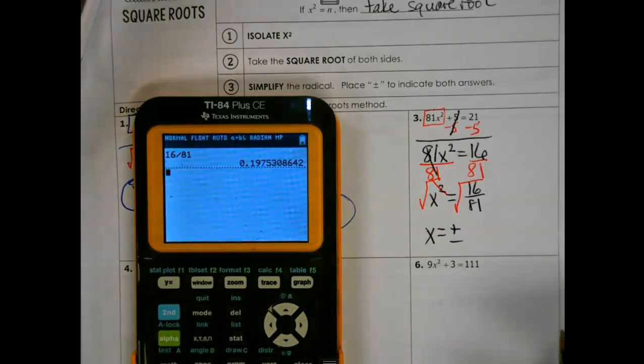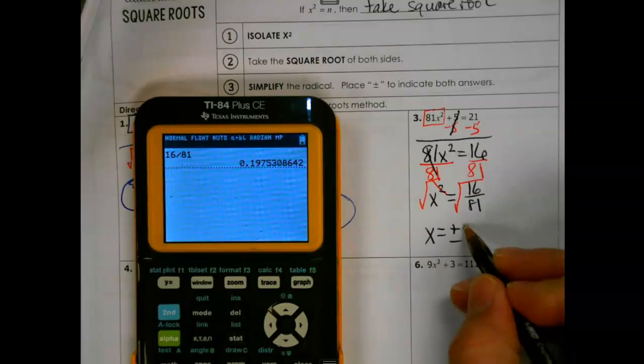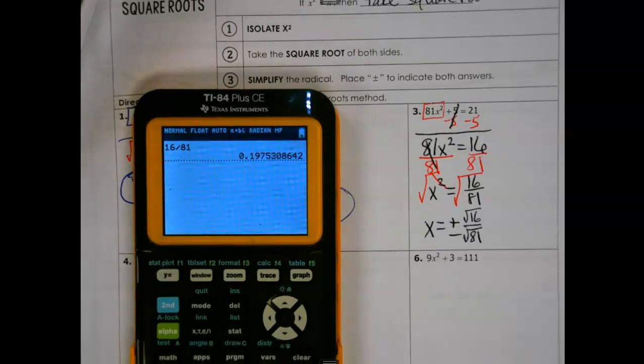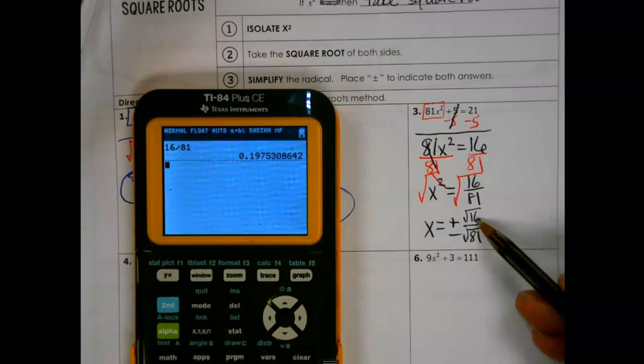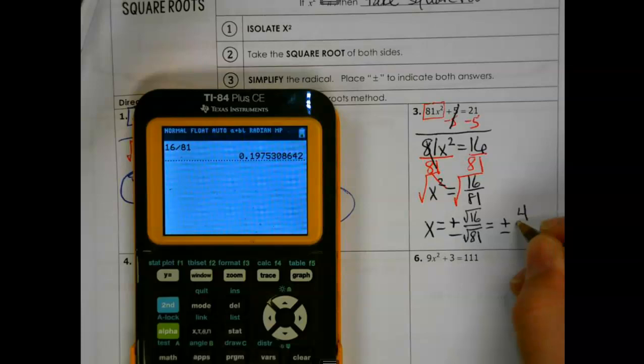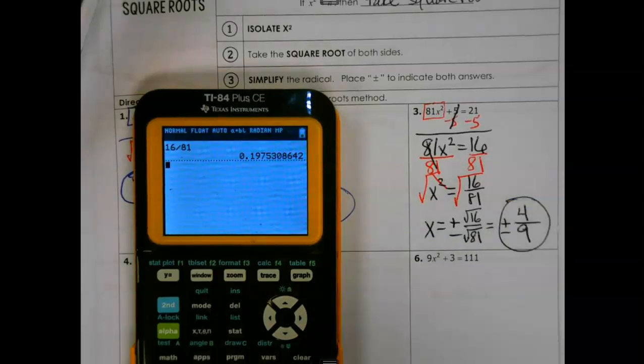When you have a radical, it's a fraction. It is perfectly legal for you to break the numerator and denominator into separate square roots, because sometimes that'll make it easier. Oh, wait a minute. 16 is a perfect square, and so is 81. We want exact answers on these. We don't want decimals. Now, you may wonder, can I do that in the calculator?